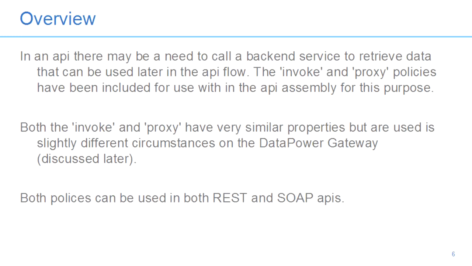Now these policies are used within an API to call backend services. I'm discussing them both together because they're very similar in the properties they use, which we'll cover in a minute. And both of these policies can be used on both a REST and a SOAP API.